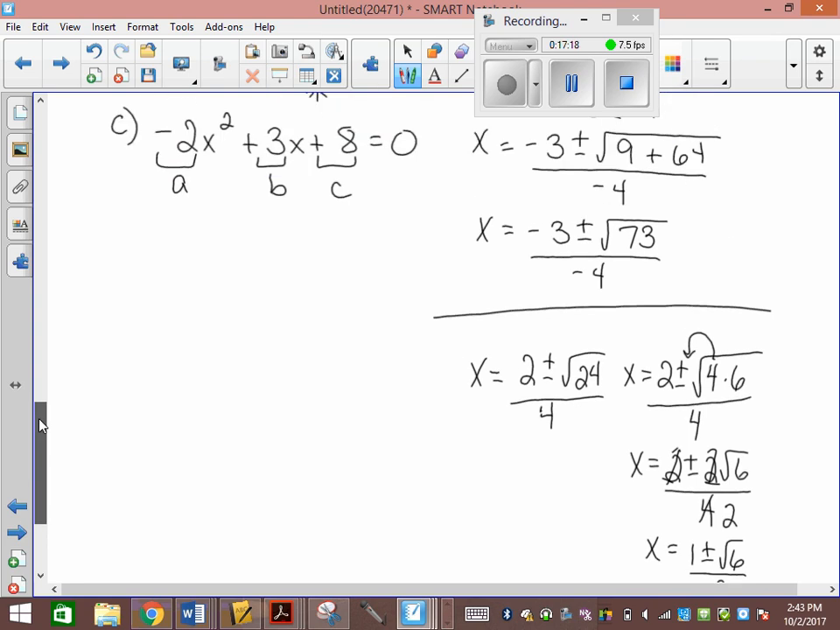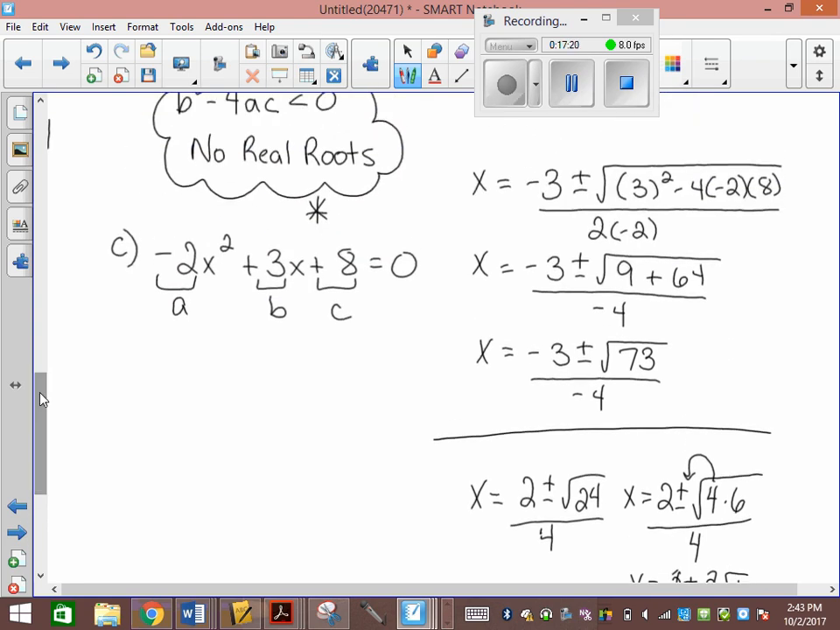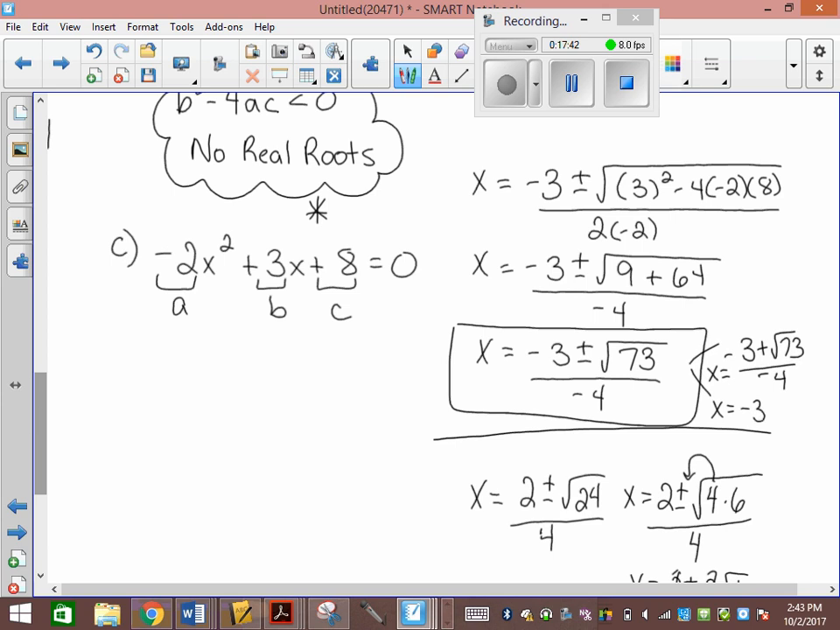This one up here is awesome. It's 73. You can't break it down. Yay. So if it said exact values, you'd be done. Now, if it didn't say exact values, you have to split it up. You'd have to go negative 3 plus square root 73 divided by negative 4 and give me a decimal. And negative 3 minus square root 73 over 4. So what does this actually give me when that root is big like that?